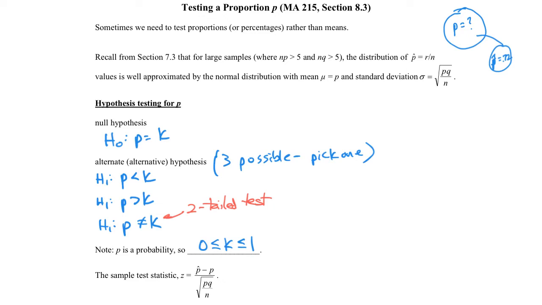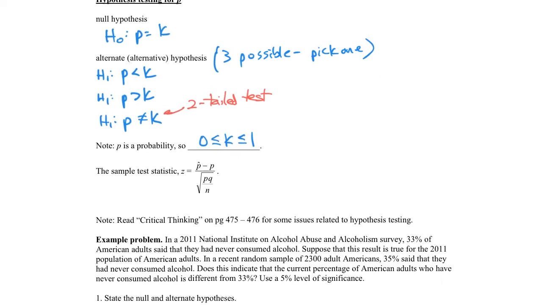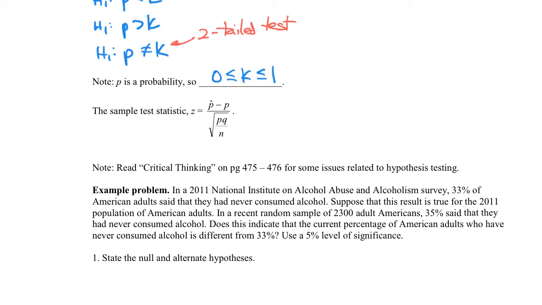Then we've got our z-score from our sample test statistic. This is a little different, but the key to notice is that this is a z-score. We're going to use a standard normal distribution. Standard normal. Remember, whenever proportions are involved, we're using standard normal.